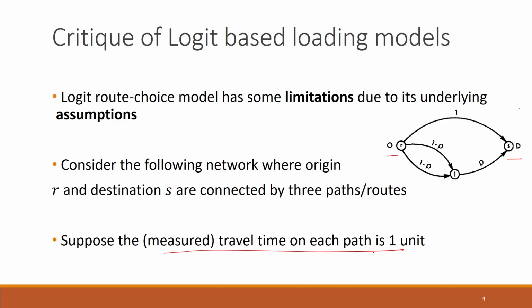You can see that for the top path the measured travel time is written, so that is equal to 1. For the second path this is also equal to 1, because 1 minus rho plus rho is equal to 1. And the same is true for the bottommost path also, its measured travel time is also equal to 1. So these values are the measured travel times of these different paths here.